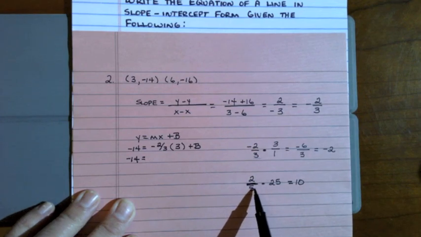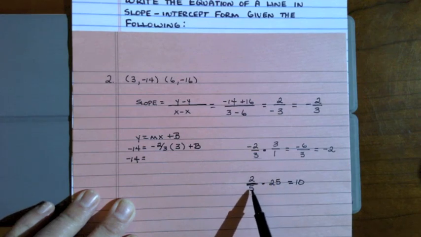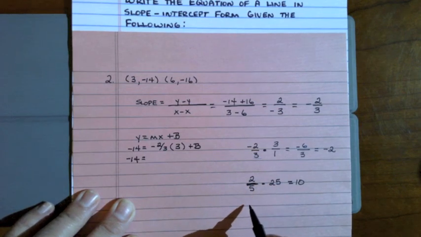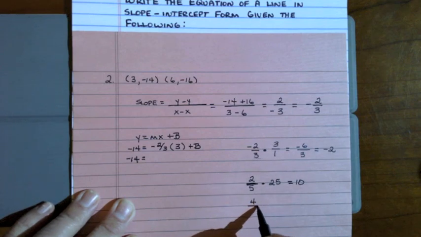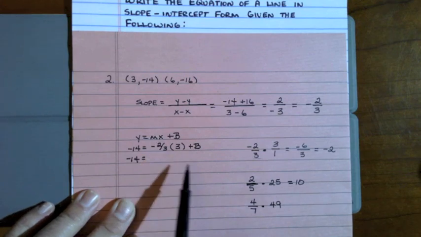I can't divide this number by 5, but look, if I wrote this as a fraction, that 25 would be in the top up there. 25 divided by 5 is 5. 5 times 2 is 10. This will work with any fraction. 4/7 times 49.